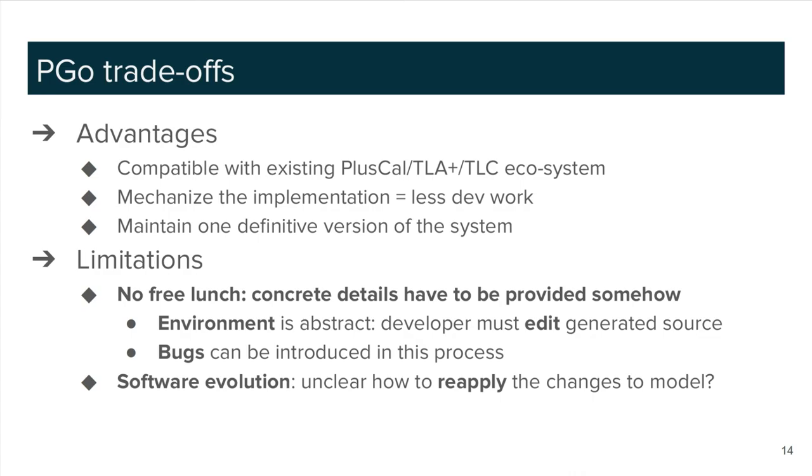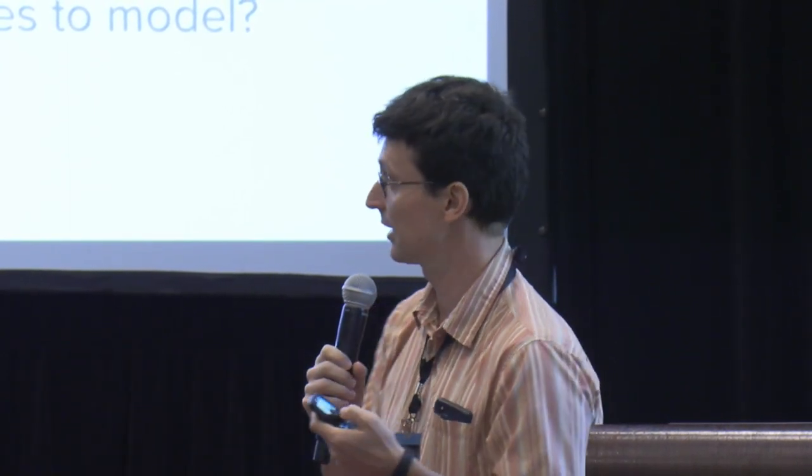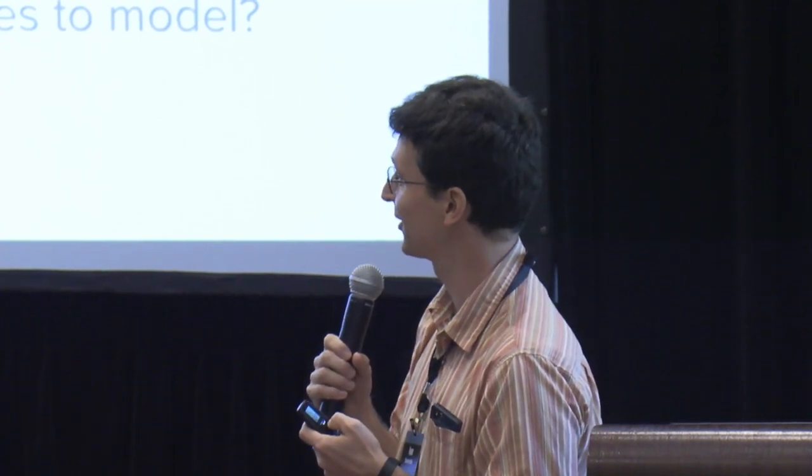The other obvious thing is there might be bugs. So this compiler that we've built has tens of thousands of lines of code in it. We're not perfect programmers. We have good test cases, but the compiler itself is not verified. So that's definitely a limitation.